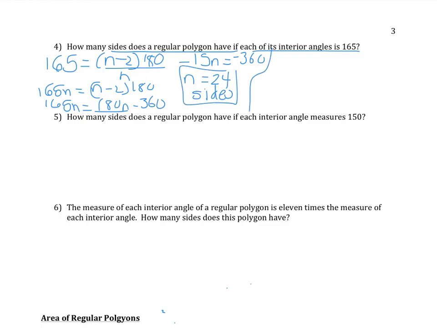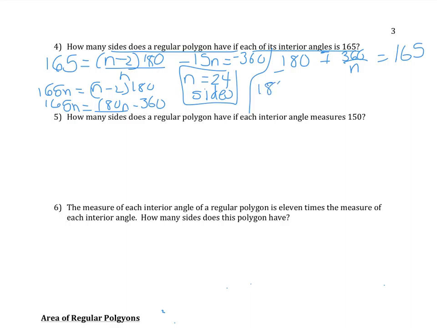The other way to do it is to say that each interior and each exterior are supplements. So 180 minus each exterior, which is 360 over n, altogether is going to equal 165. I find this way harder, but I'm going to subtract 180 from both sides, and actually I'm going to add 360 over n to both sides.